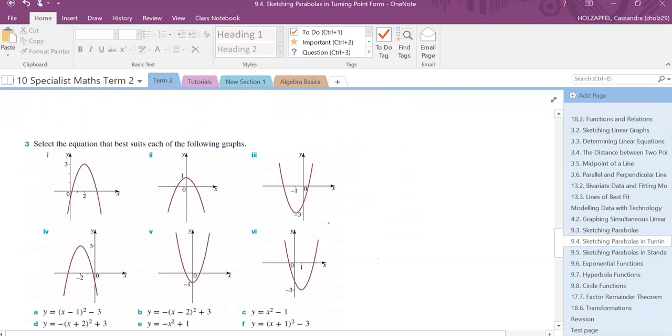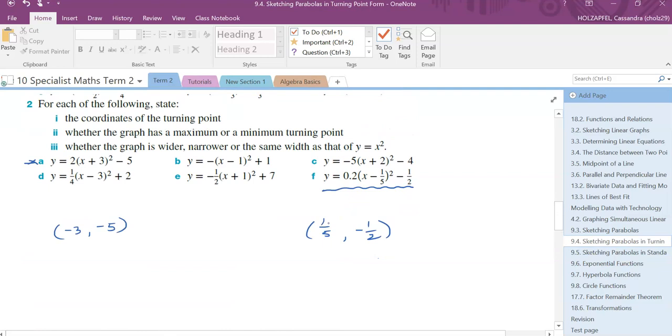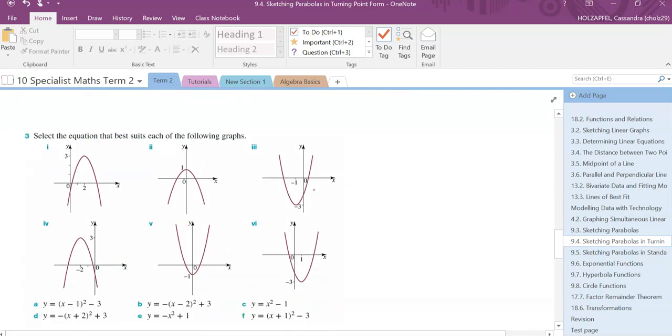All right, so let's have a look. Oh, did I answer all that question? Coordinates of the turning point, check. Minimum or maximum, check. Because we know that if it's a happy, it's going to have a minimum. That one's a happy, so it's going to have a minimum. And if it was a sad, it would have a maximum. And whether it's wider, yeah. So I think we've gone through, and I think we've answered all those questions.